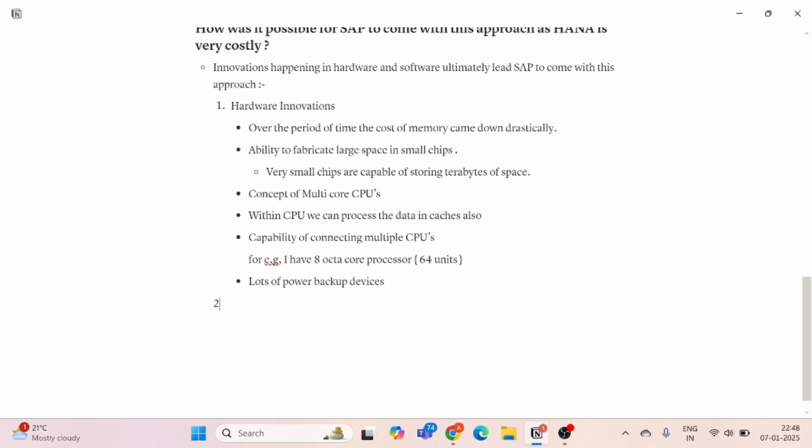Then we have software innovations also, so let's see them. So software innovations, lots of software innovations happened. So first one was compression. So compressing the data and then storing it, instead of directly storing it.